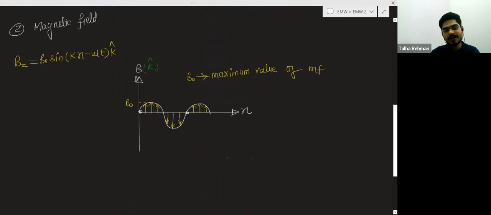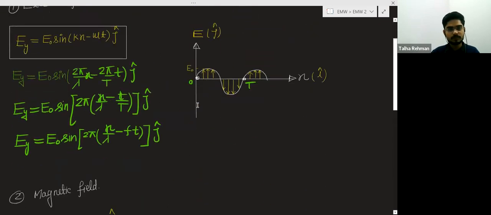Now the same you can write for the magnetic field. B is equal to B naught sine kx minus omega t into k cap. This minus sign is representing that this wave is going in the positive x direction. This sign will decide the direction, negative or positive. B naught is the maximum value. So the magnetic field is also oscillating, but this time it is oscillating along the z axis, as we have discussed.